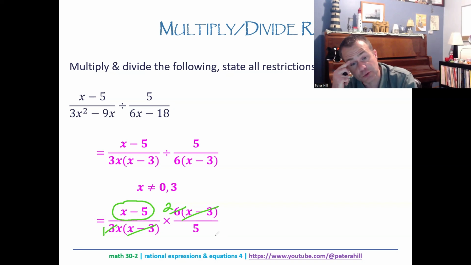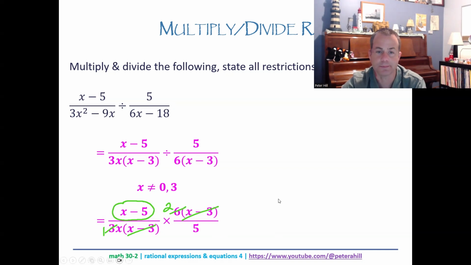So I'm going to have 2 times x minus 5 on the top. And then on the bottom, what do I have left here? Looks like I have 5x on the bottom. Okay, so 2 times x minus 5 on the top, and then 5x on the bottom.